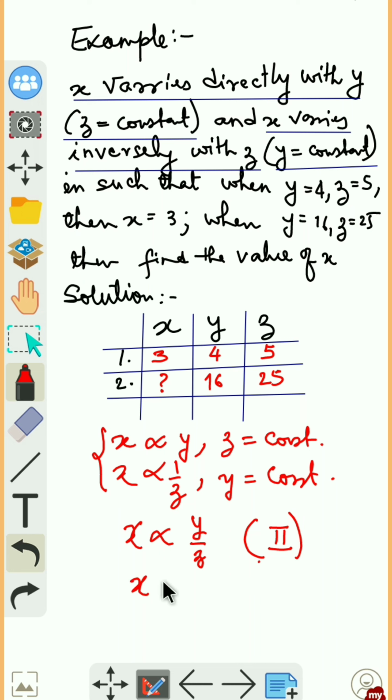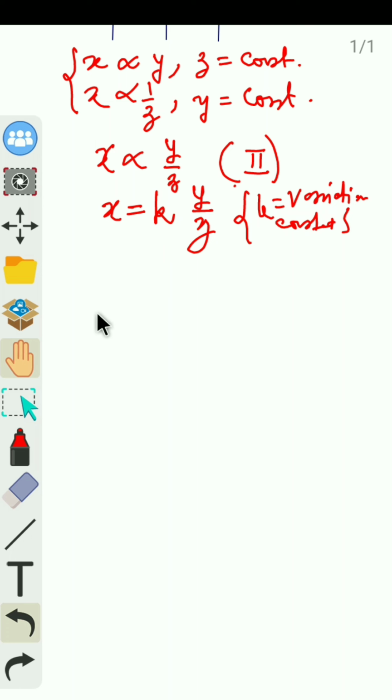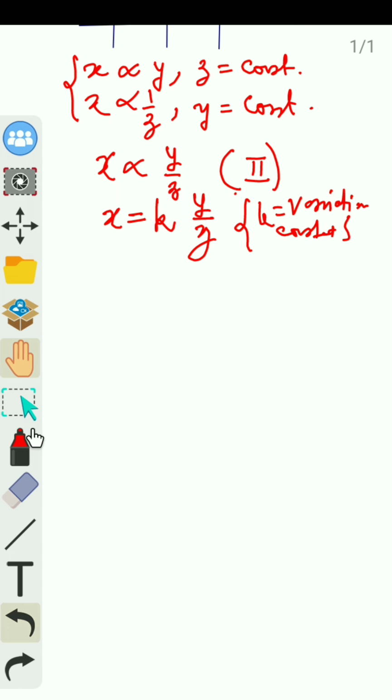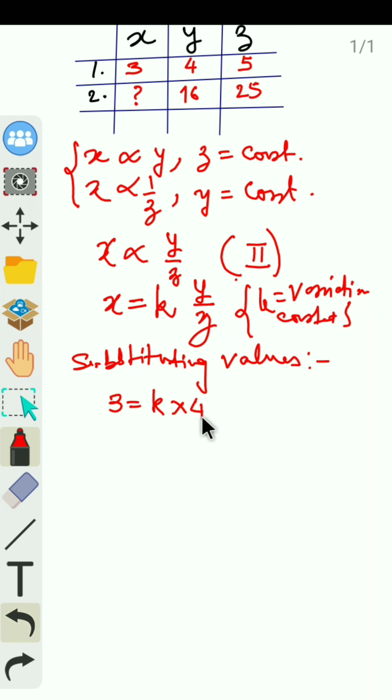Then we can further simplify this by removing the variation sign and introducing constant k. So here k is the variation constant. Let's try to find the value of k by substituting the values. Initially x was 3, y was 4, and z was 5. So I can find the value of k here. So k is equal to 15 by 4.